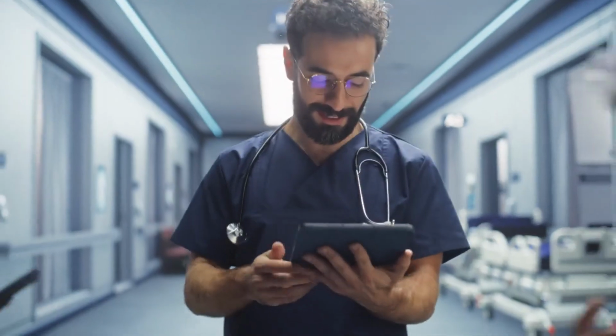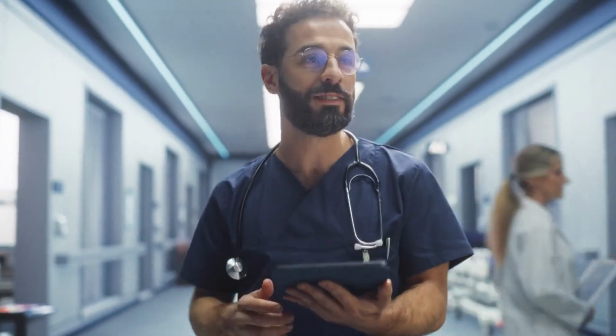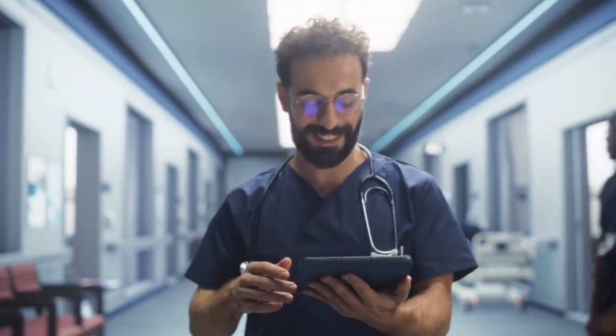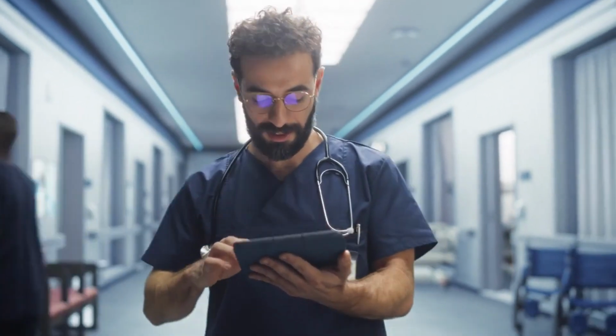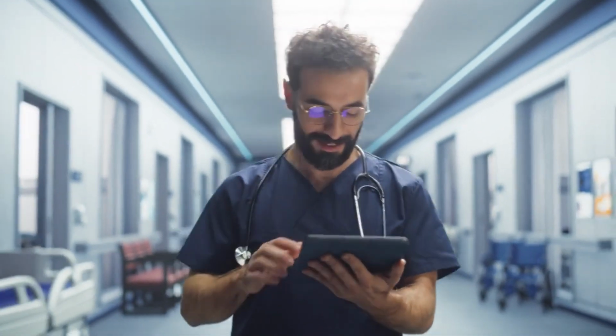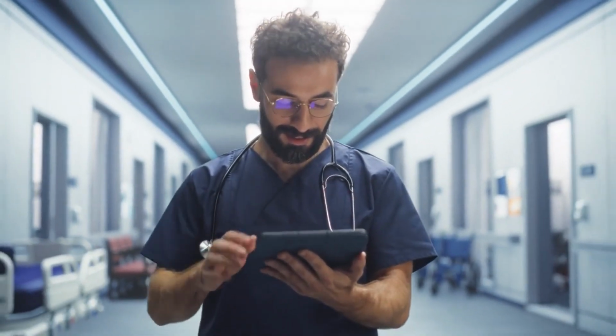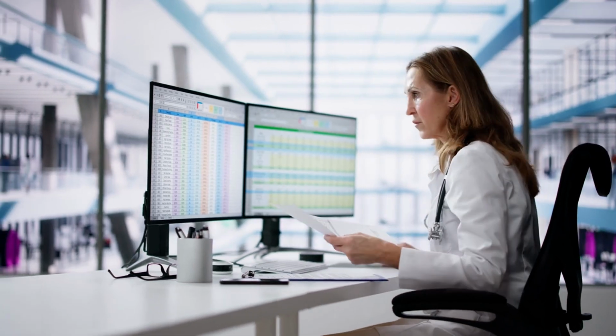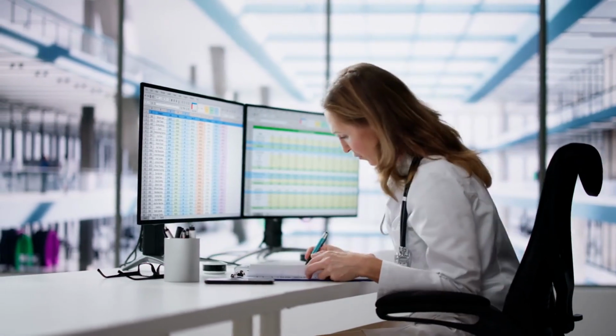ICD-10 also plays a big role in public health tracking and clinical research. By standardizing the way diseases and procedures are coded, it allows us to track trends, identify emerging health issues, and support research efforts. What is the role of medical coders in reimbursement?